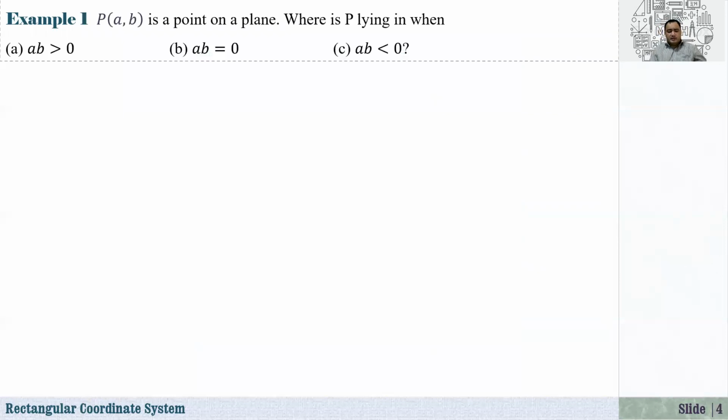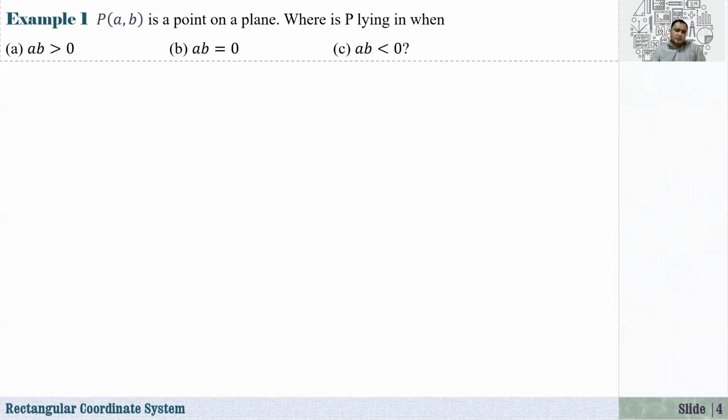These are just some basic concepts and terminologies about the coordinate system. So immediately let's see them in a few examples, and after that we will try to solve some questions from exercise 3. In this question, the point P, whose coordinates are A and B, is given on a plane. Where is P lying when AB is greater than 0, AB is equal to 0, AB is less than 0? That means we need to determine the position of P. Does it belong to the first quadrant, second quadrant, or is it lying on the x-axis or y-axis?